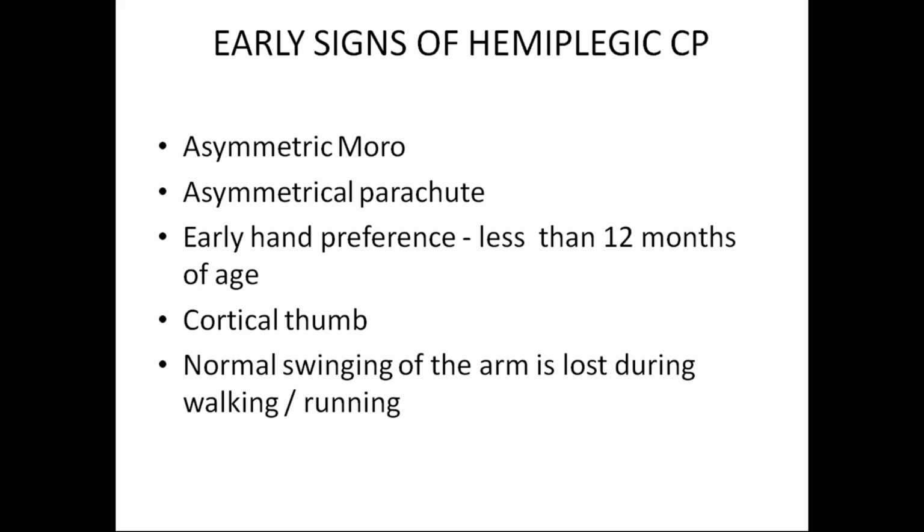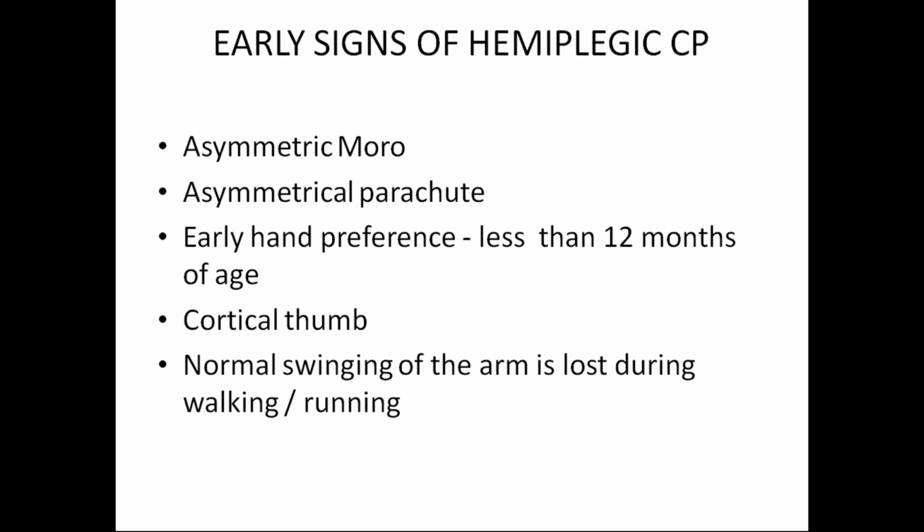Okay. And normal swinging of the arm is lost during walking or running. The child keeps the hand close to the body and doesn't move it much while walking or running, so that is how we see that. Yeah, these are the signs of how it presents. Most of the time hemiplegia comes to you like this.